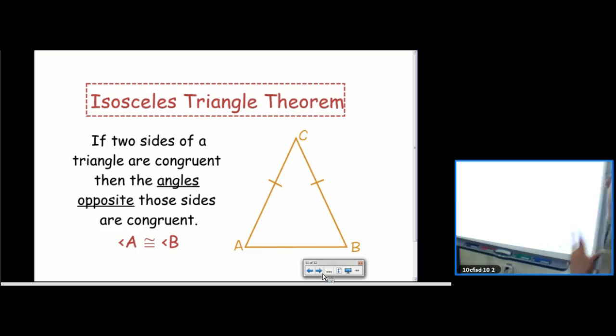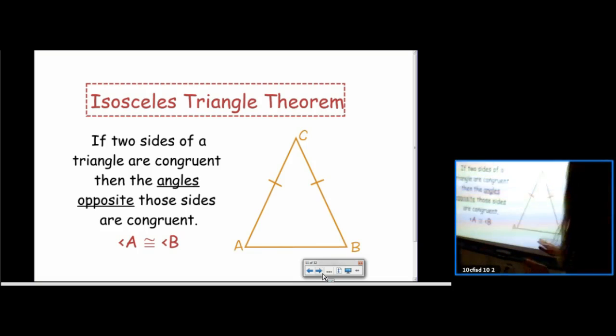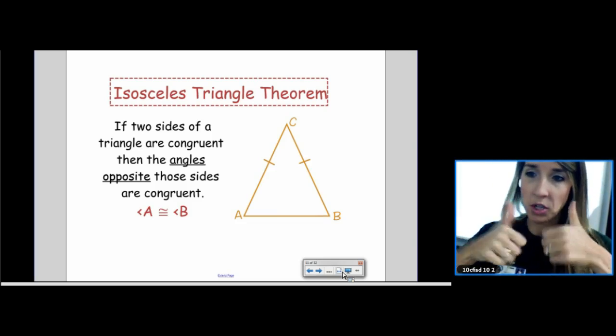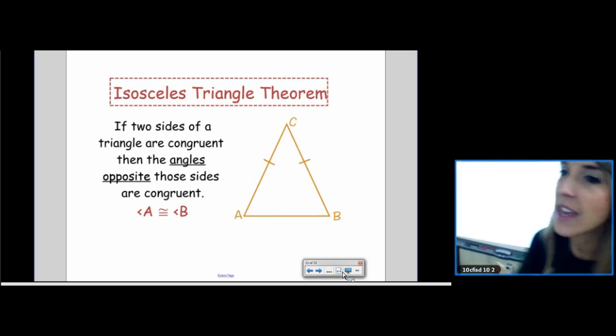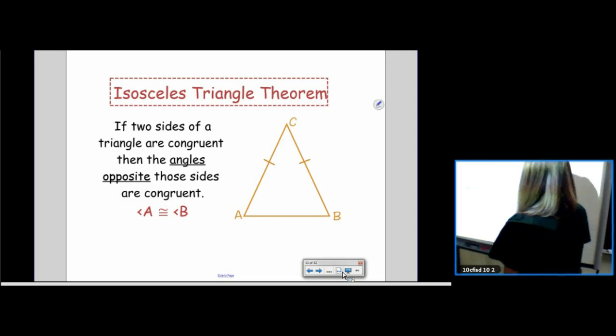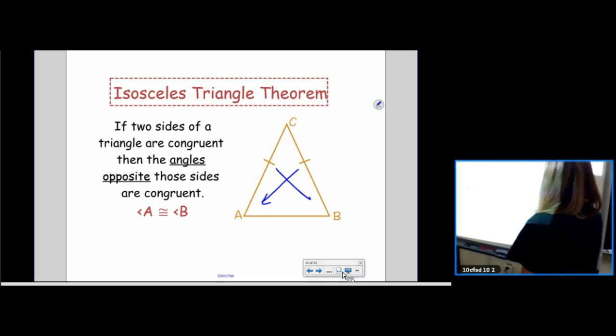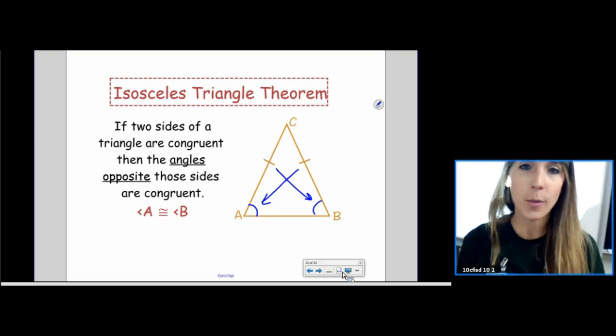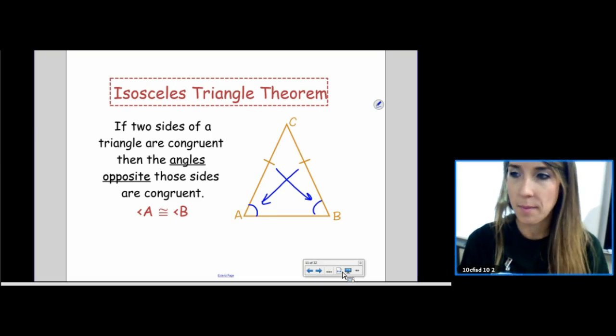All right, so the Isosceles Triangle Theorem says if two sides of a triangle are congruent, so that's the hypothesis, that has to be true, then the angles opposite those sides are congruent. So you draw an arrow away from your side. Draw an arrow away from your sides, and those angles that you're pointing to are the same measure, are congruent.